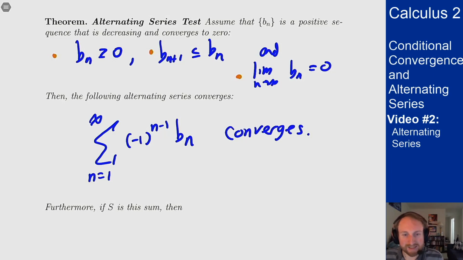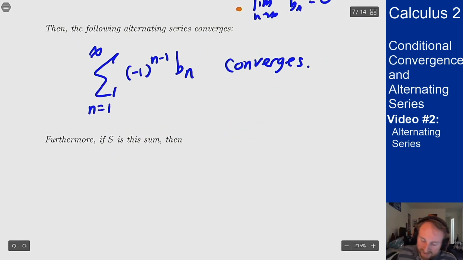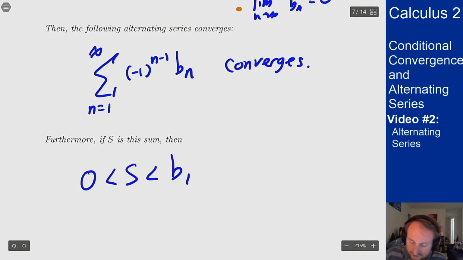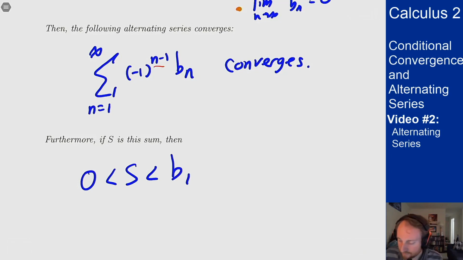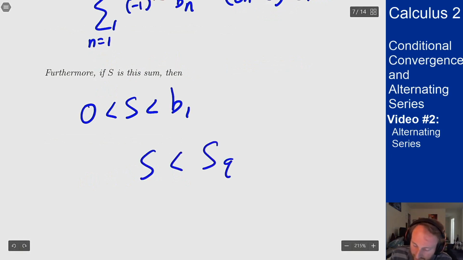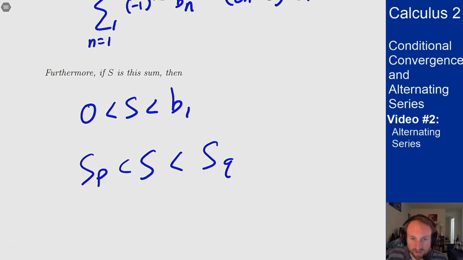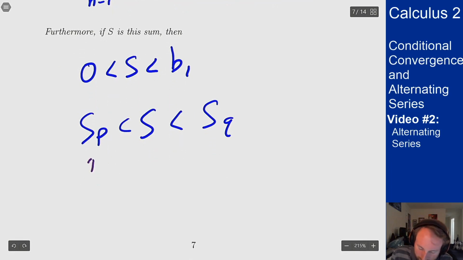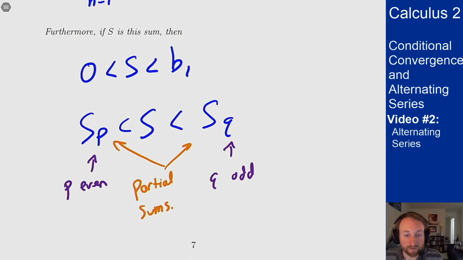Furthermore, if S is the sum of this series, then I can tell you some idea of where it is. If S is the sum, then I know that it's between 0 and the first term, and that's why I made the n minus 1 up here, so my first term comes in positive. So I know this is the case. And furthermore, I also know that my sum is between S_Q and S_P, where these are partial sums, so long as P is even and Q is odd. We'll talk about why these are true in a future video.